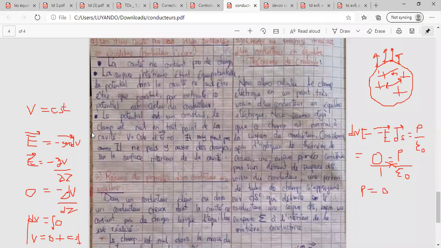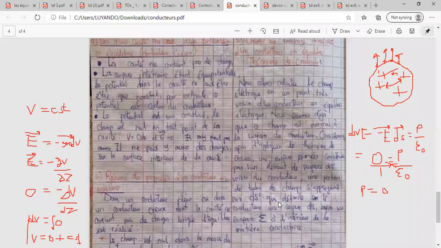So it has the same characteristics. If you have a cavity, which is like a hollow shape inside a conductor, we can say that the potential of the cavity is the same as the potential of the conductor, which is equal to a constant. The field in the cavity is equal to 0, and the cavity does not have any charges. So the field also is equal to 0. That is the explanation that we have here.